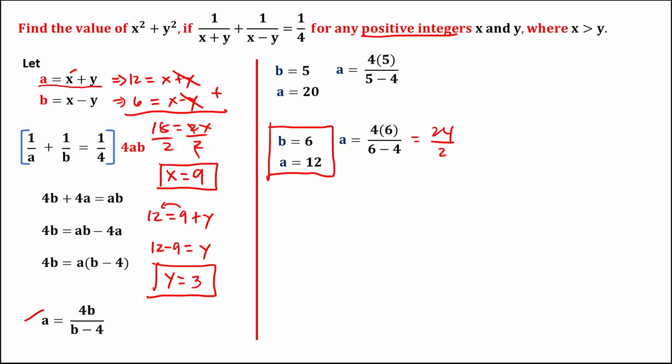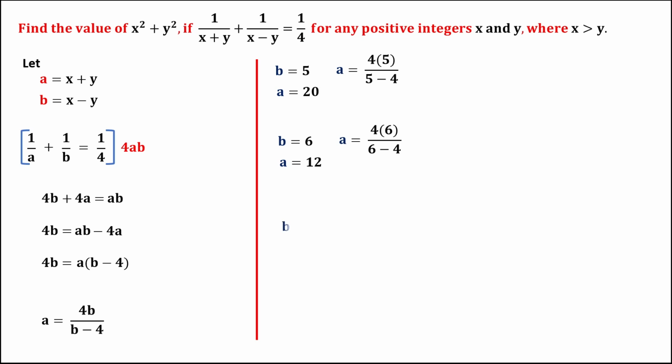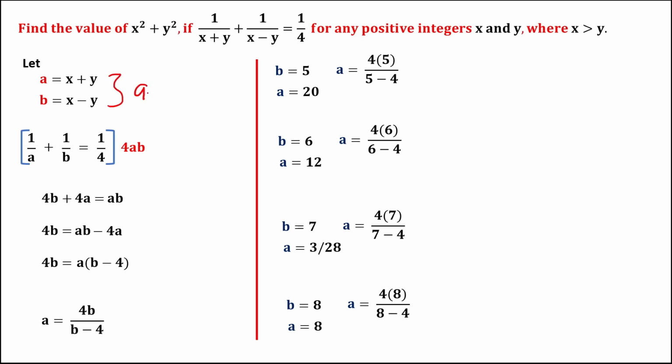But we need to check the other values for a and b. So what if b is equal to 7? Then to solve for a, a will give us a fraction. So this is not the value for a and b. Then if b is equal to 8, a is also equal to 8. But from this, a must be greater than b. So therefore, the values for a and b are 6 and 12.